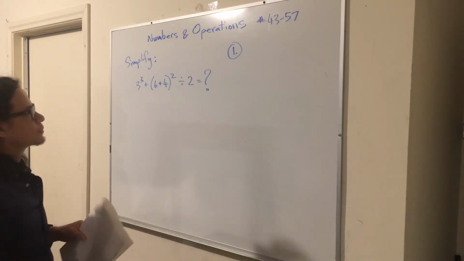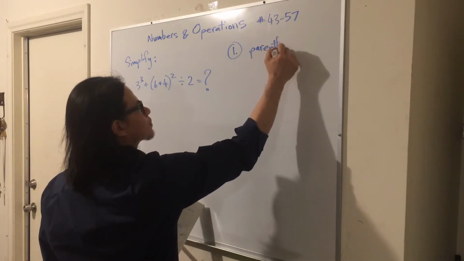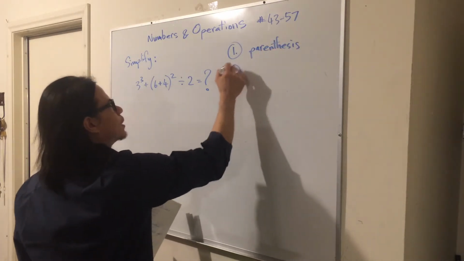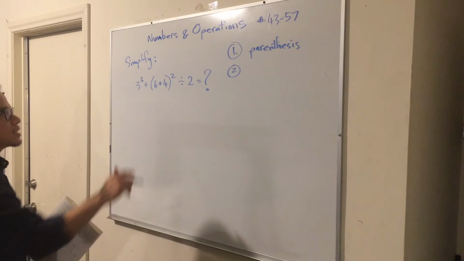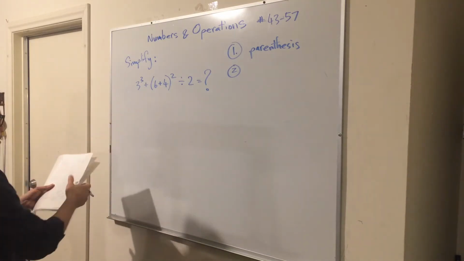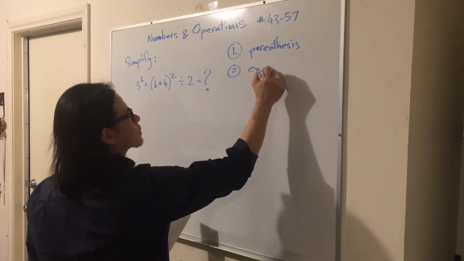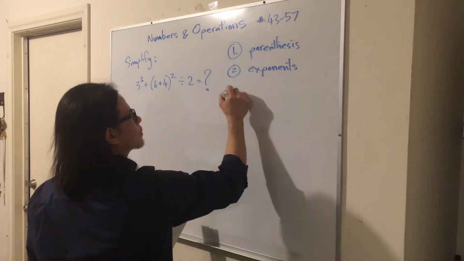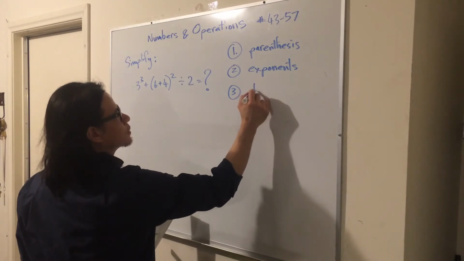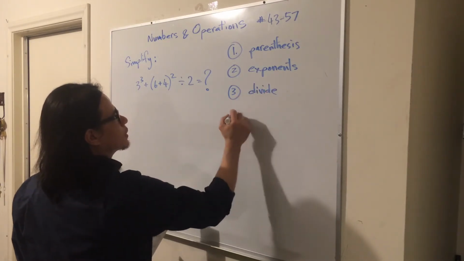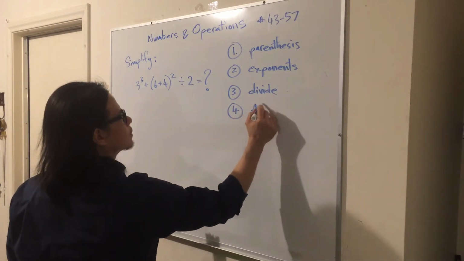Check for parentheses. There is, so let's do that first. Okay. Check for multiplication and division. No, you know what? I skipped a step there. Check for exponents. You've got 2 of them. So do the exponents. Check for multiplication and division. There is. And then check for adding and subtracting. There is, so add.